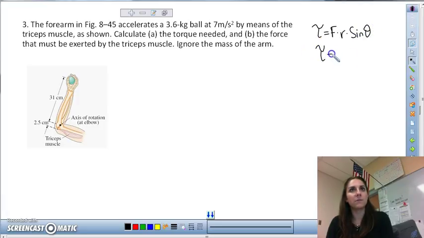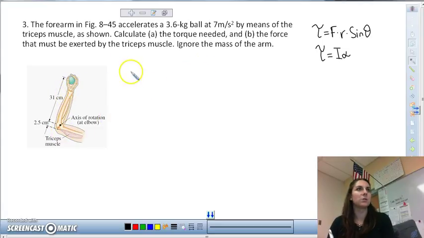The other definition of torque looks like F equals ma, where we use basically F as tau, m as the moment of inertia, and a as alpha. So I'm going to use both definitions in this problem to solve a little bit about a person throwing a ball. So let's start with part one. Part one says that we need to find the torque.